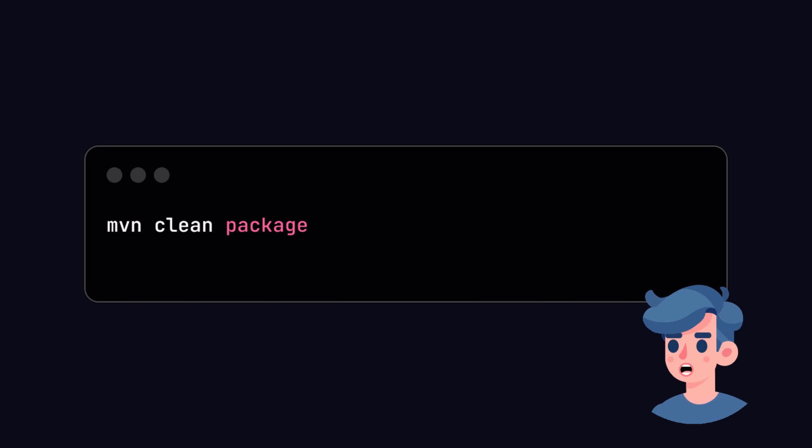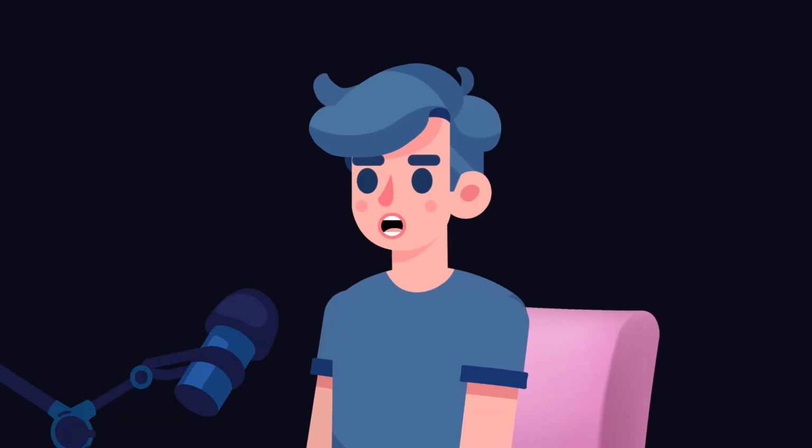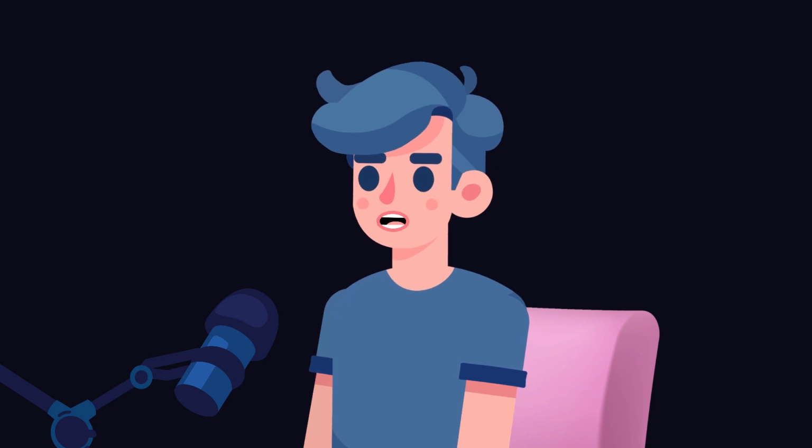Let's build and run this application. You can build the project using Maven with the command below. Once the build is successful, run the application using the Flink command line tool. You should see the output in your console displaying the modified strings. Congratulations! You've successfully created your first Flink streaming application.